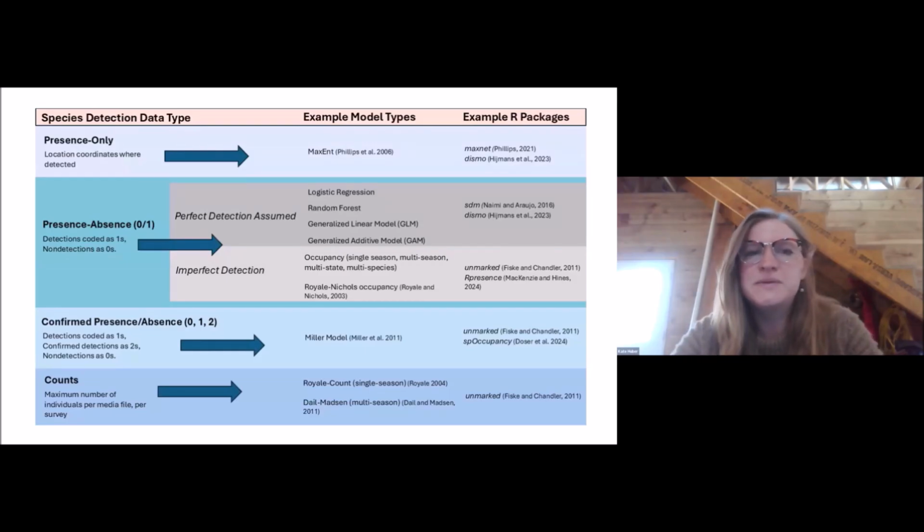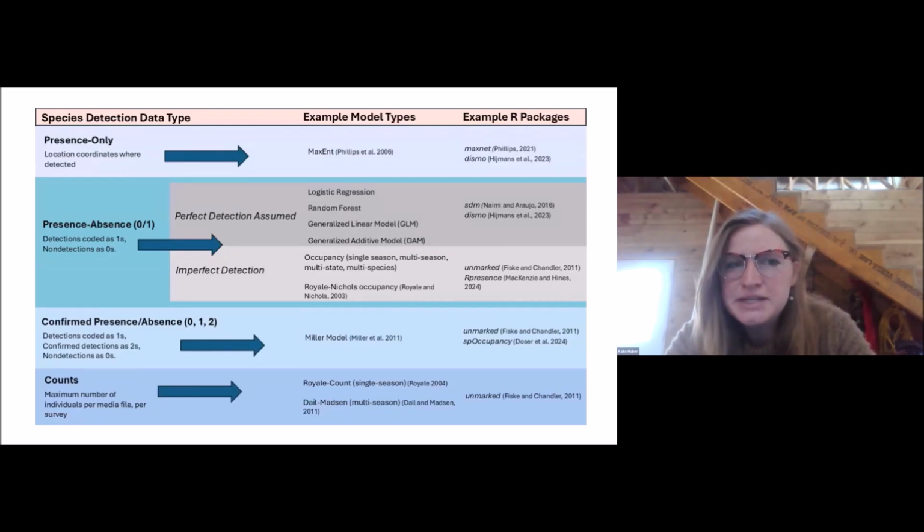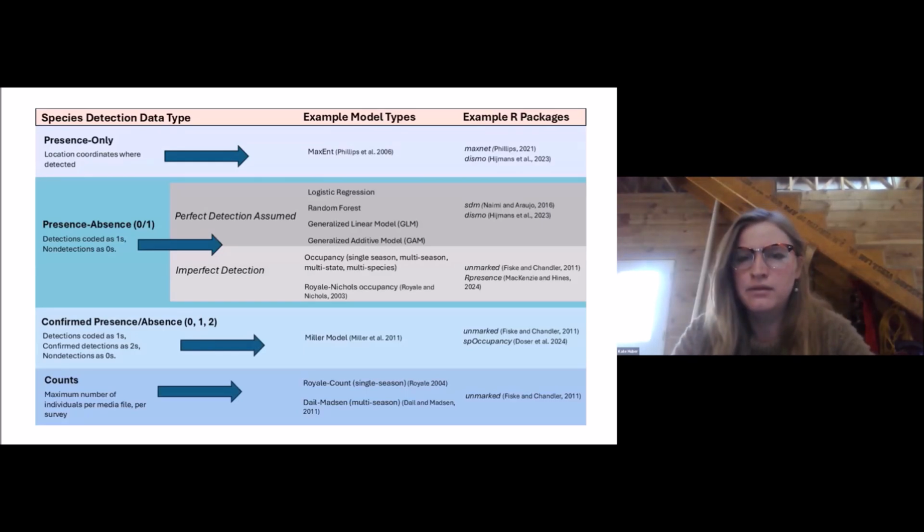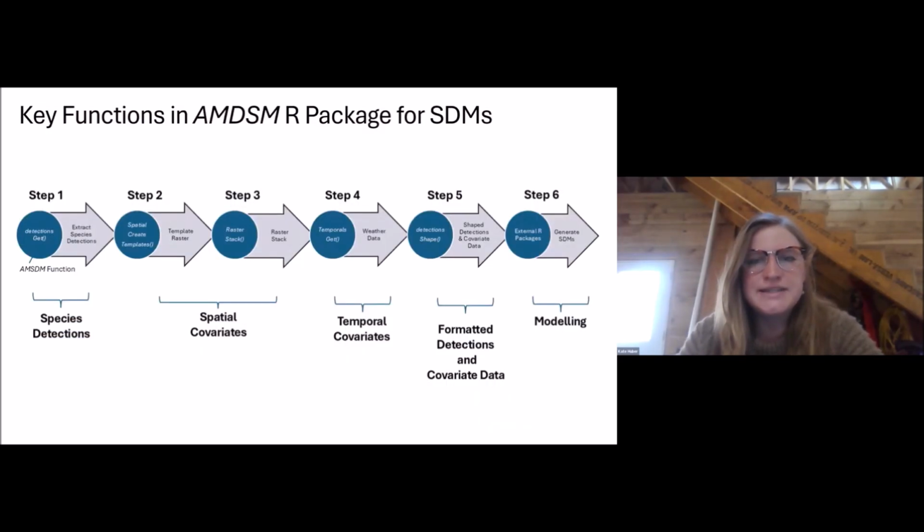And when we're talking about species distribution models, there's many different data types and model types. I won't spend too much time on this, but it's here for anyone who wants to reference it later. But essentially, this just shows there's many different model types and different R packages that support those model types. And AMSDM will support all of these and more. So any kind of modeling that you need to do. It does that in a 6-step process where each step is one single line of code run.